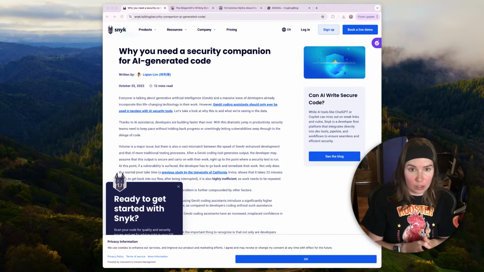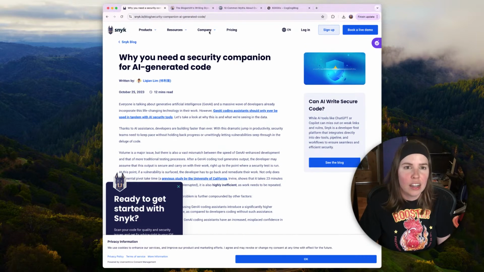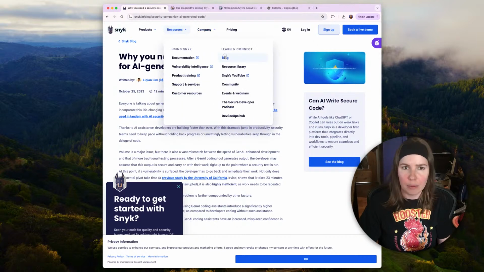So anyway, the first thing you'll notice is that this was actually from October 2023. So it's a little bit dated, but there is a reason why I picked this article. It's because it was listed, let's see if I can find it really quick, on their blog.